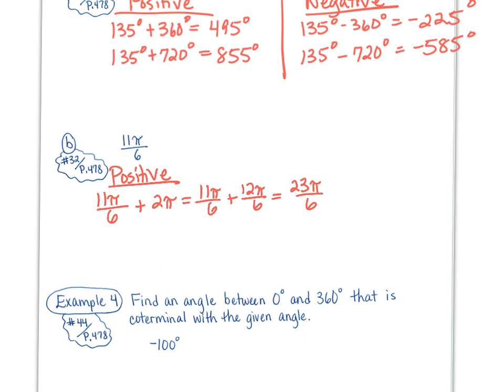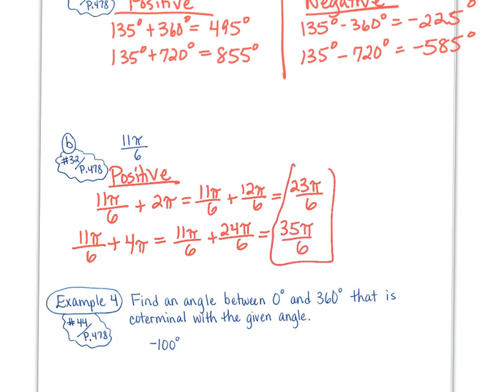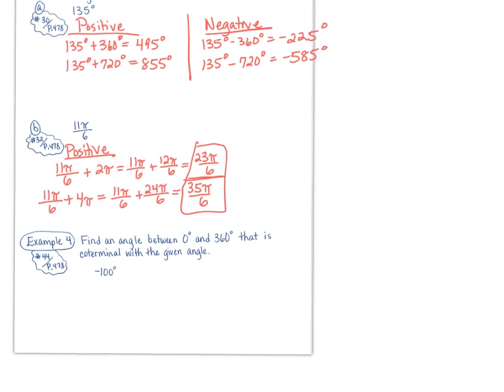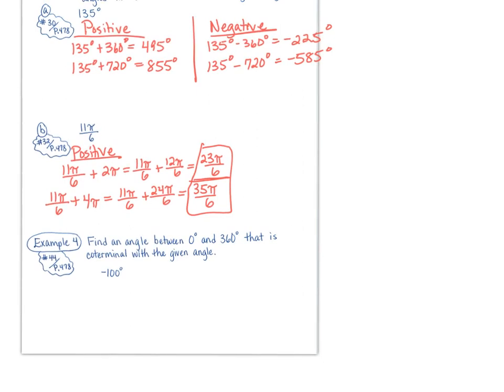Then you can take 11 pi over 6 and add to it 4 pi. How do you rewrite 4 pi? 24 pi over 6. You got it. So plus 24 pi over 6. Very good. That leaves you with what? 35 pi over 6. You got it. So those are two positive coterminal angles to 11 pi over 6. Would you like a minute to find two negative? Okay, I'll give you a couple minutes to find two negative coterminal angles.